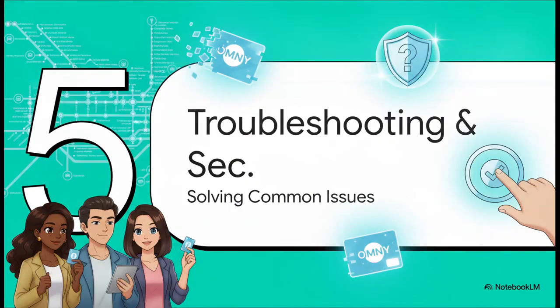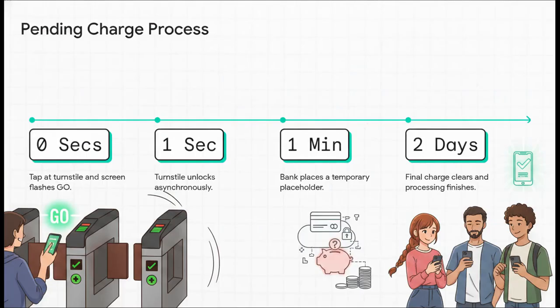Let's look at Section 5, troubleshooting and account security, solving common Omny issues. So the number one question new Omny users always have is about delayed or multiple charges. This happens because of a technical term called asynchronous processing. I know, it sounds like crazy tech jargon, but it's actually pretty simple. When you tap at the turnstile, the machine wants to get you through as fast as humanly possible to prevent a traffic jam, right? It quickly reads your secure token, flashes go, and unlocks the gate immediately.